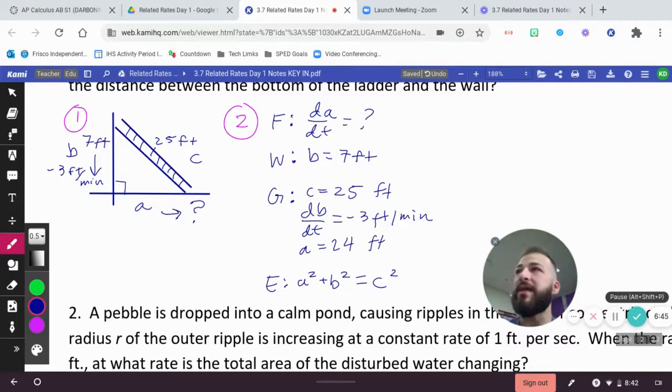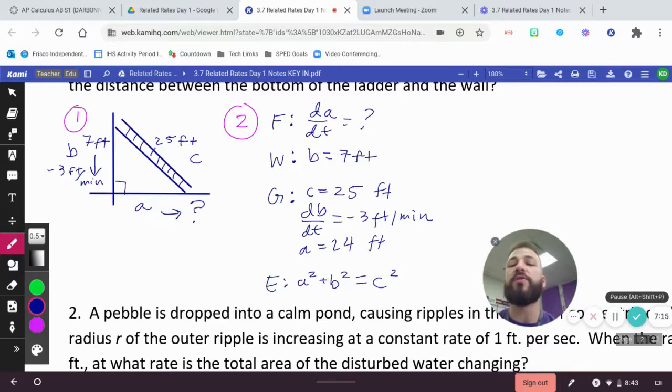Step 3 is I want to go ahead and derive my equation. Now, the one thing that we always have to check for before we derive a related rates equation is if we have any variables that are not changing in the problem. So let's look at our problem. The length of the wall between the ladder and the ground, that is changing. The length between the ladder and the wall, that length is changing. But is the length of our ladder ever changing? No, it's always a 25-foot ladder.